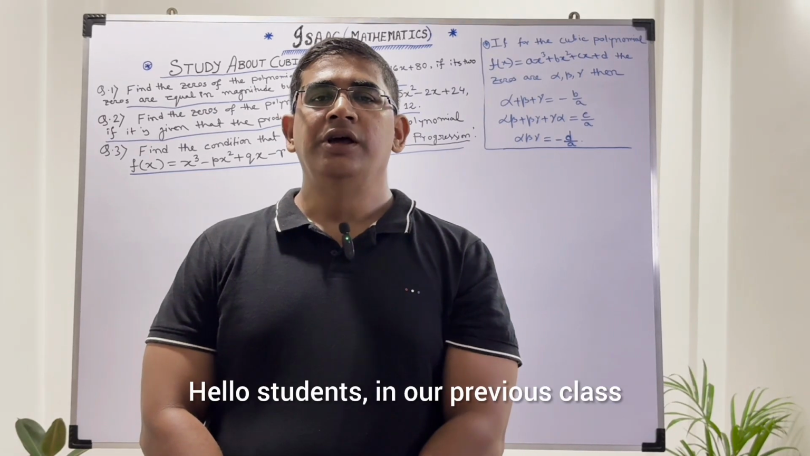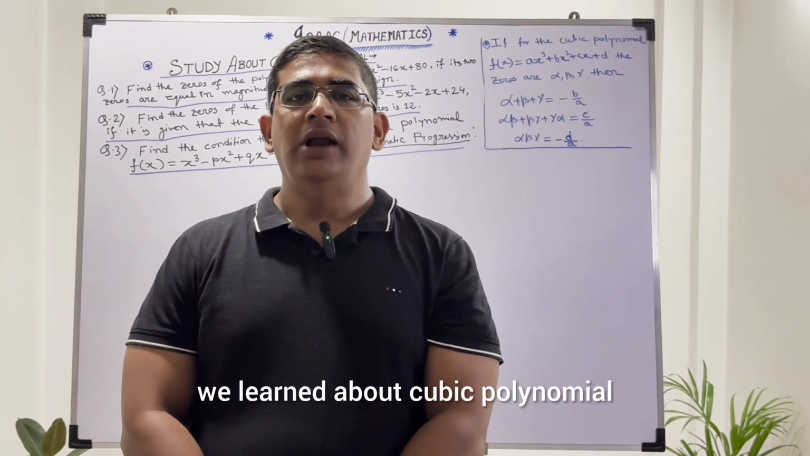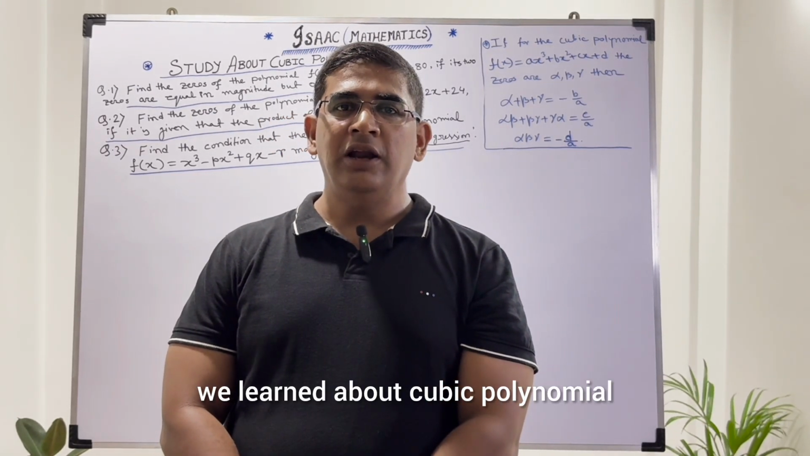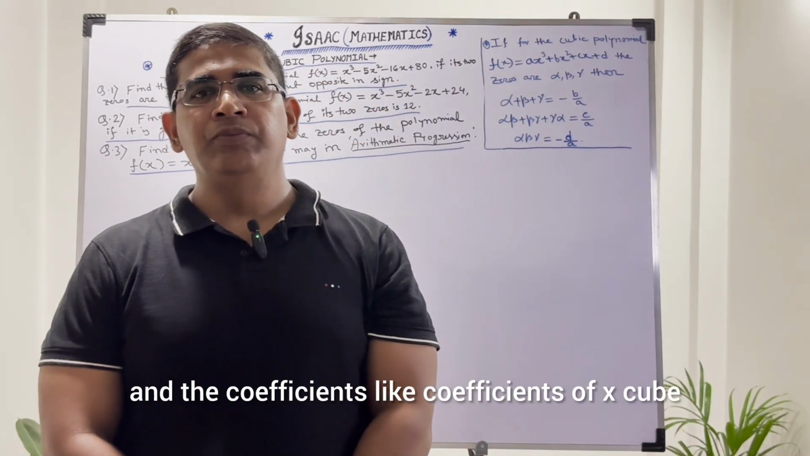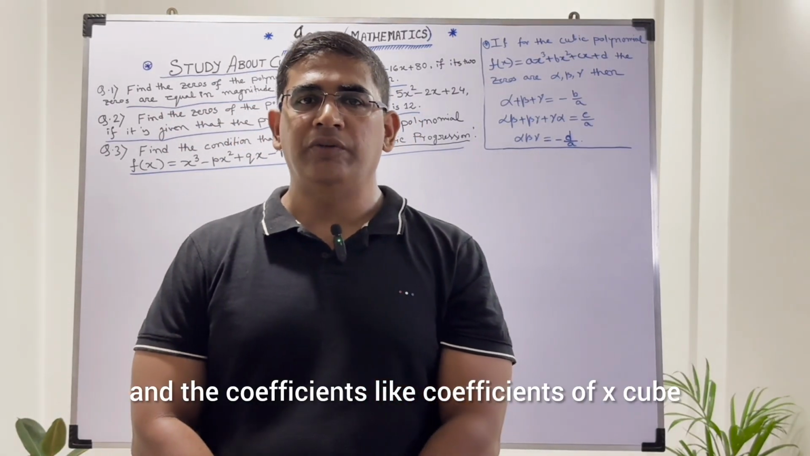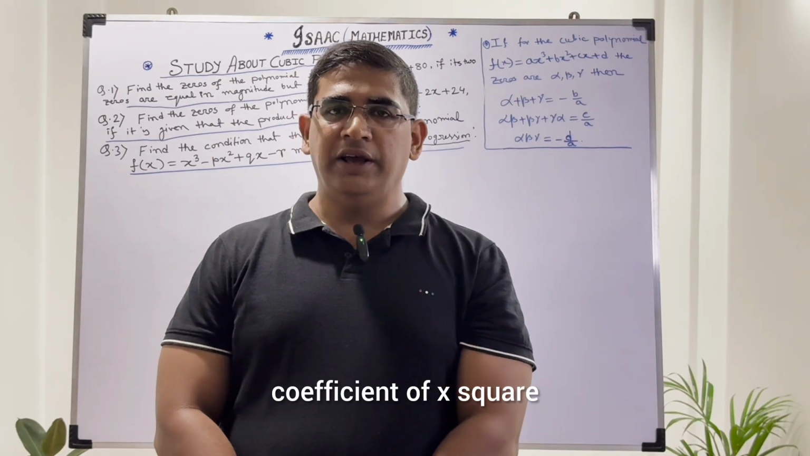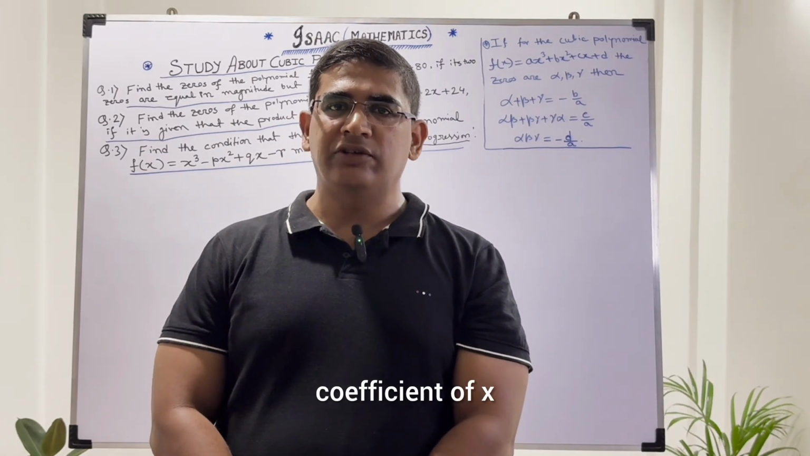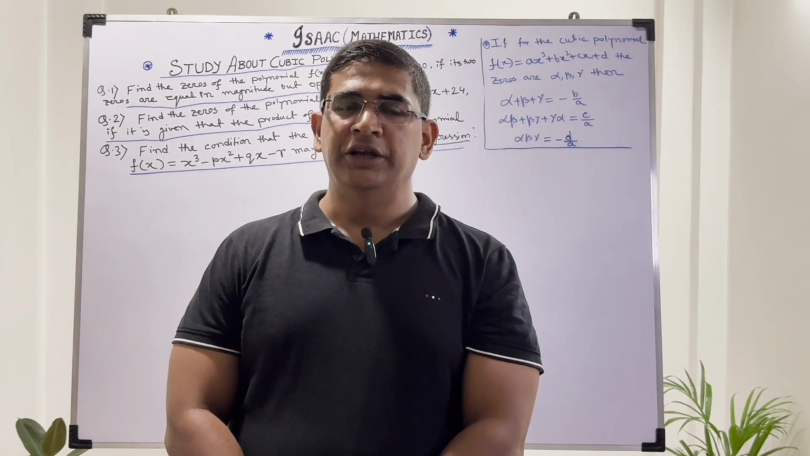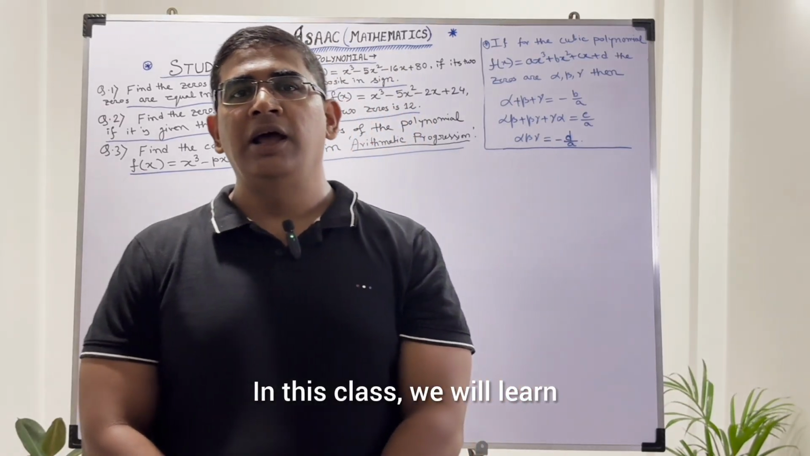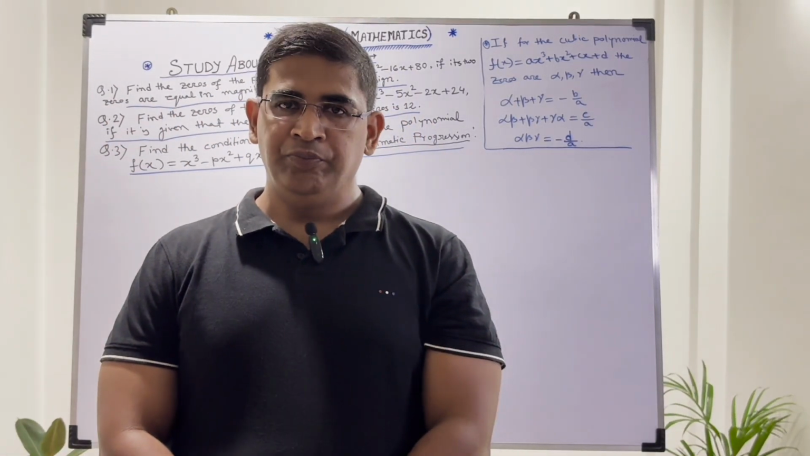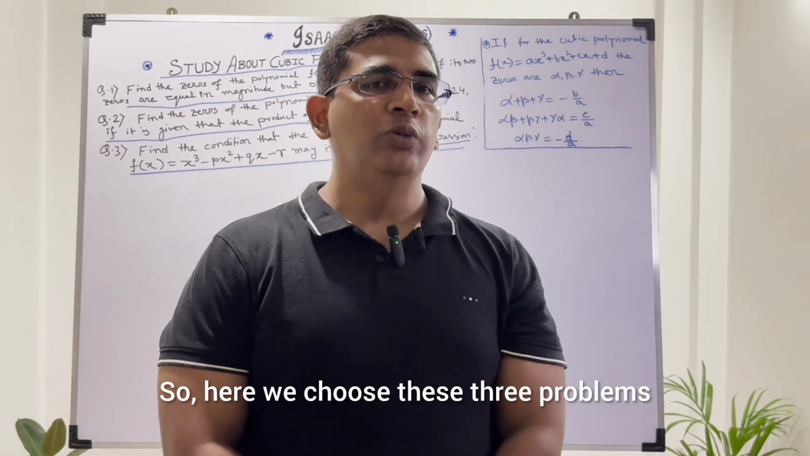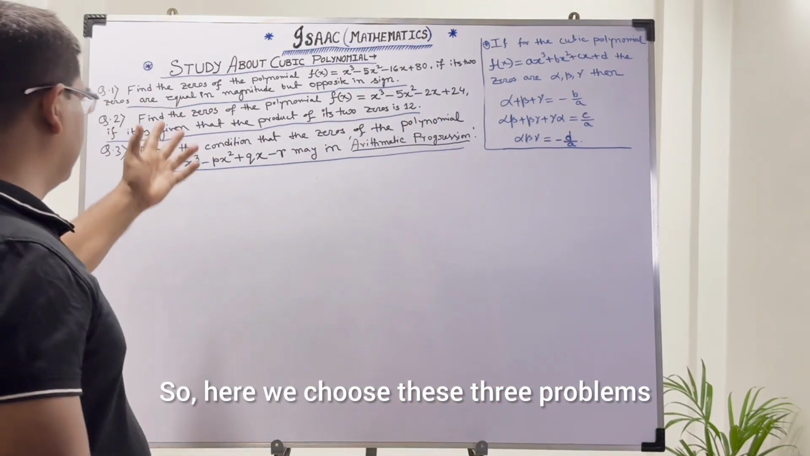Hello students, in our previous class we learned about cubic polynomials and the relationship between the zeros and the coefficients, like the coefficient of x cube, coefficient of x squared, coefficient of x and the constant term. In this class we will learn how we can solve a cubic polynomial problem. So here we choose these three problems.